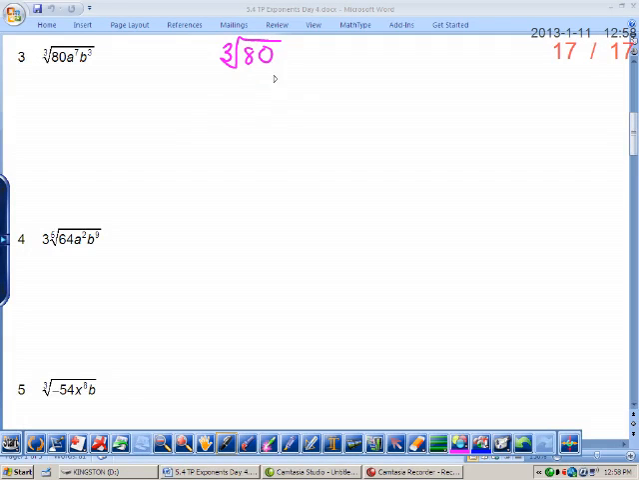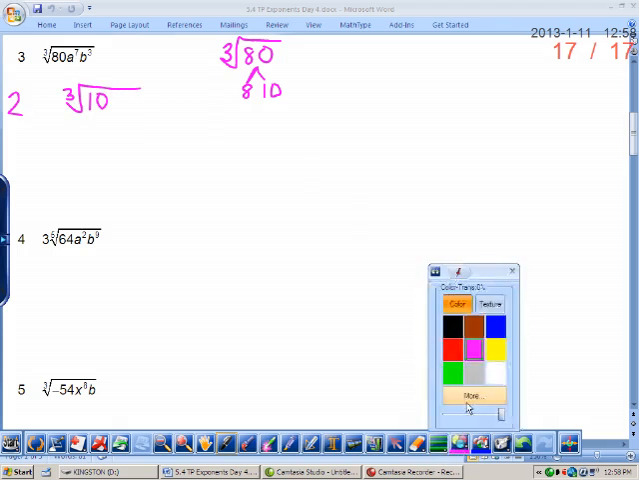What's a cube you see in 80? 8. 8 and 10. Are there any other cubes left in 10? No, because that would turn into 5 and 2. So what is the cube root of 8? 2. So I get to write 2 on the outside. And then the cube root of what is left on the inside? 10.